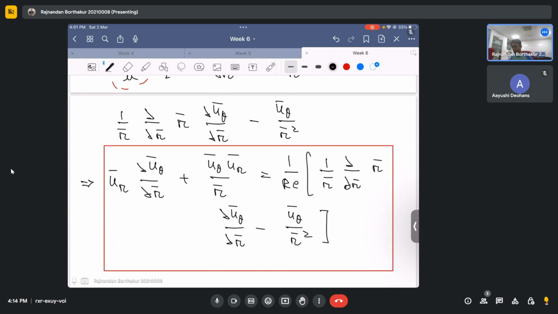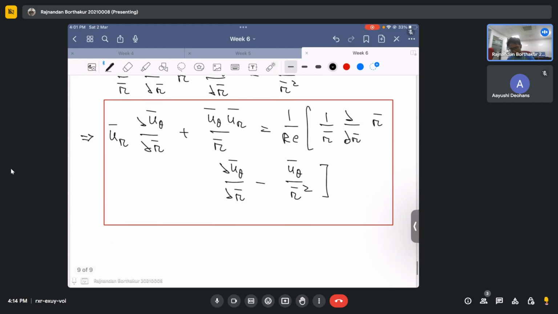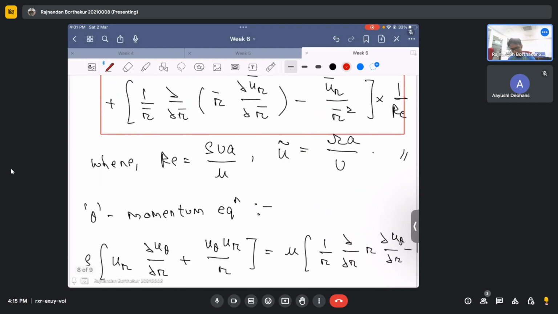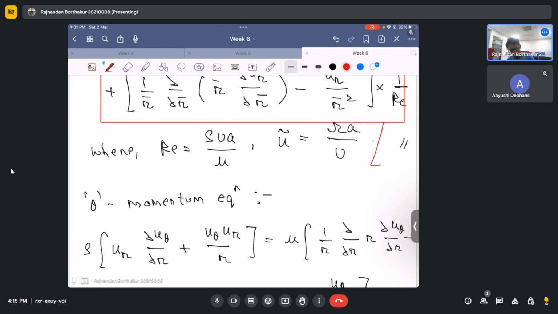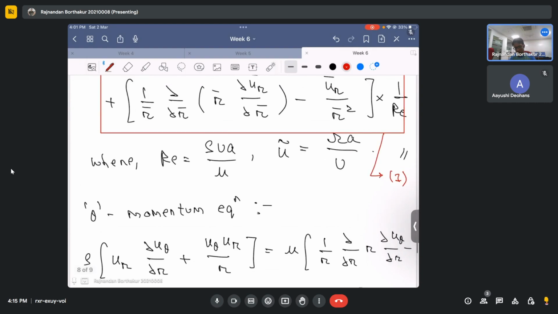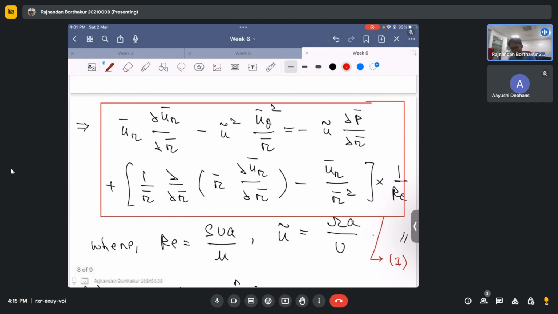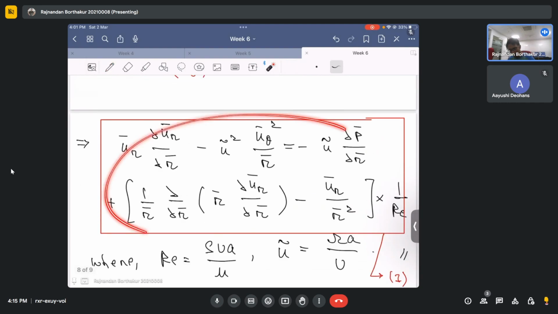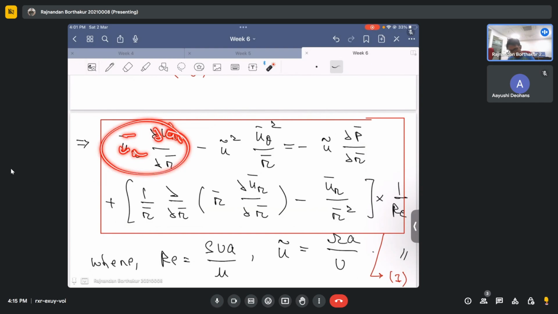All right, guys. So what we saw is, I'll just name the equations here. This is, let's say, equation 2, and the r momentum equation, we'll name it as equation 1. What we saw is that we ended up getting, as you can see, this is also a non-linear equation, because you have this term ur bar times del ur by del r.